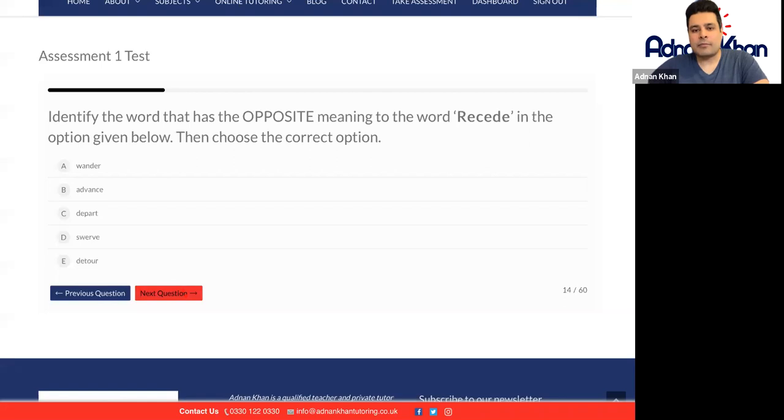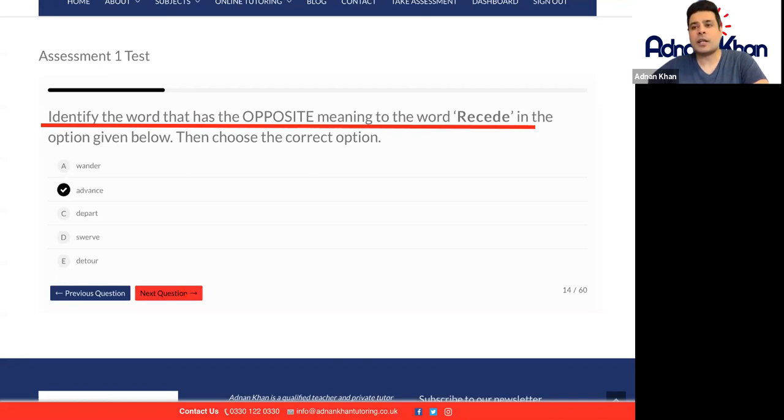And now we have moved on to opposite words. So let's read this new section together. Identify the word that has the opposite meaning to the word recede. Okay, now in this case, the word recede means to move backwards. All right, advance means to move forward in that case. So advance is going to be the opposite and the correct answer for this question.